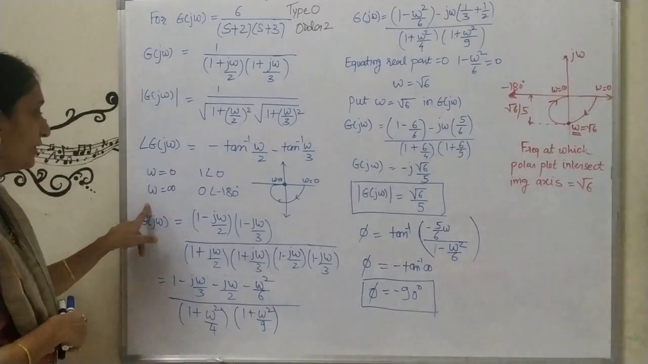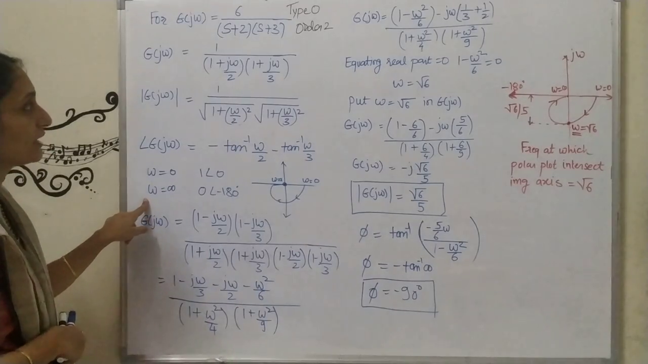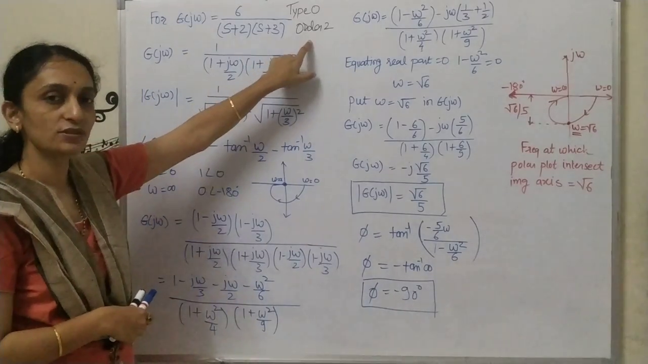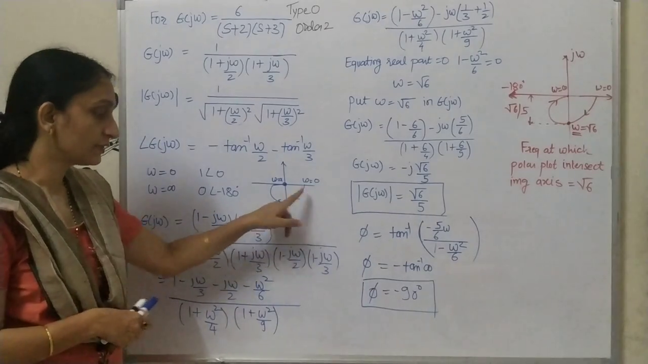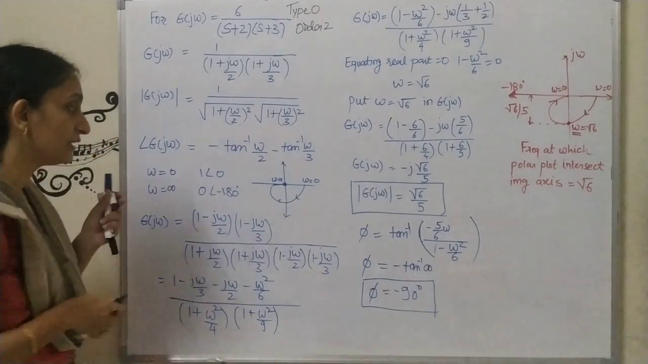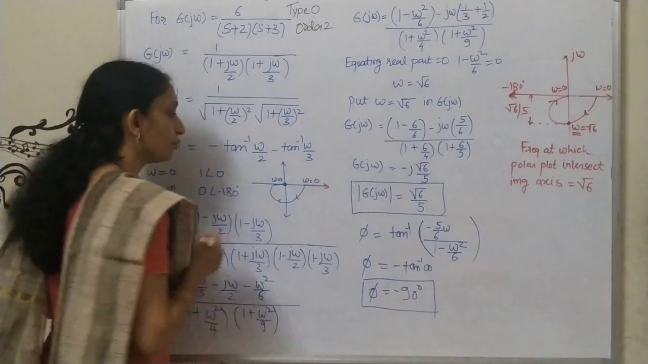Here I have taken 2 points, the starting point and the end point, because I know that this is a type 0 order 2 system. So the polar plot will be like this. The polar plot will start at the 0 degree line and end at the minus 180 degree line. So this is the polar plot.